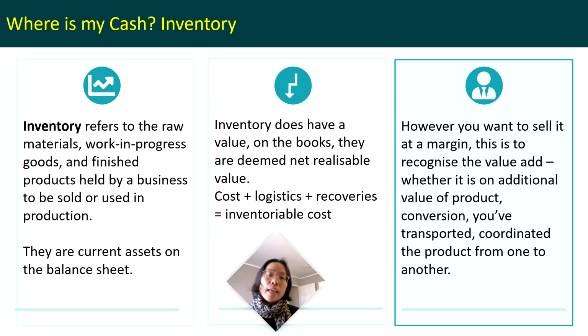When you're selling inventory, you do want to sell it at a margin. This is to recognize the value add. So whether you are adding something additional on top of your product, whether it's a design, or you're converting something from one product to another product, or you're coordinating logistics. So you are planning from your supplier and you're the coordinator from one party to another.